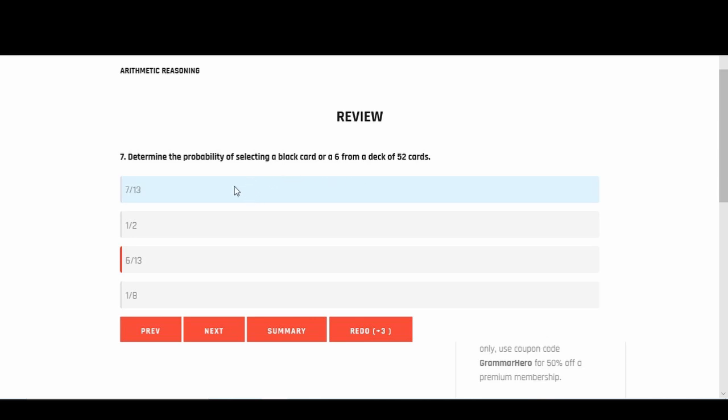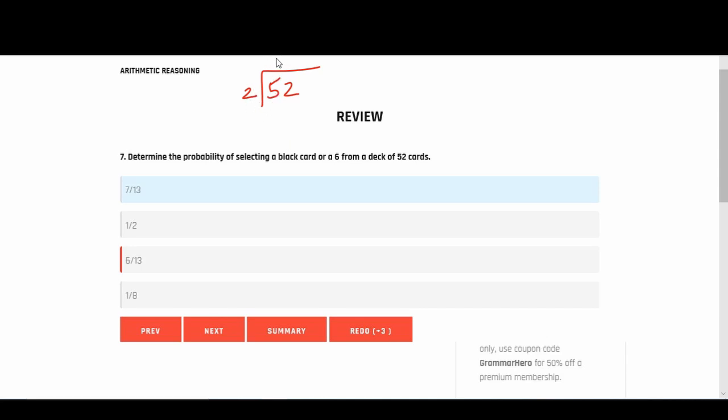Number 7 says determine the probability of selecting a black card or 6 from a deck of 52 cards. So as far as black cards go, decks of cards are split in half. Half the cards are black, half the cards are red. So in other words, if we do 52 divided by 2, we'll figure out how many of the cards are black.